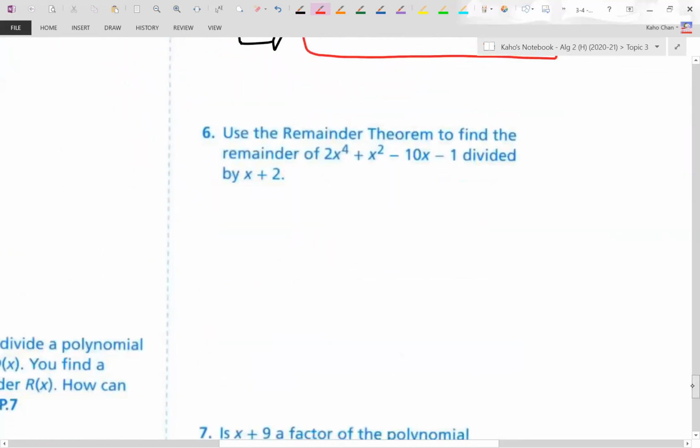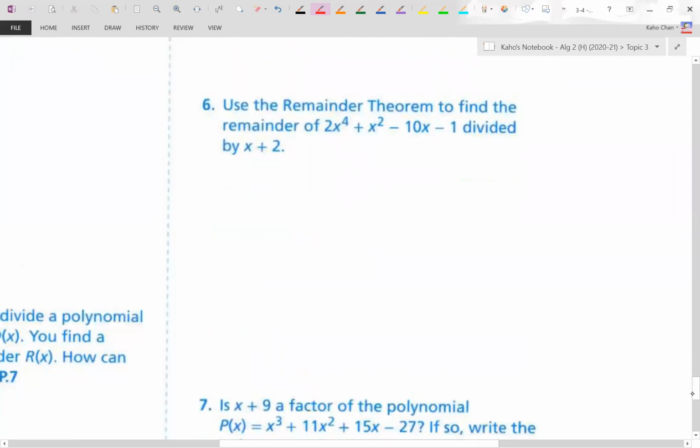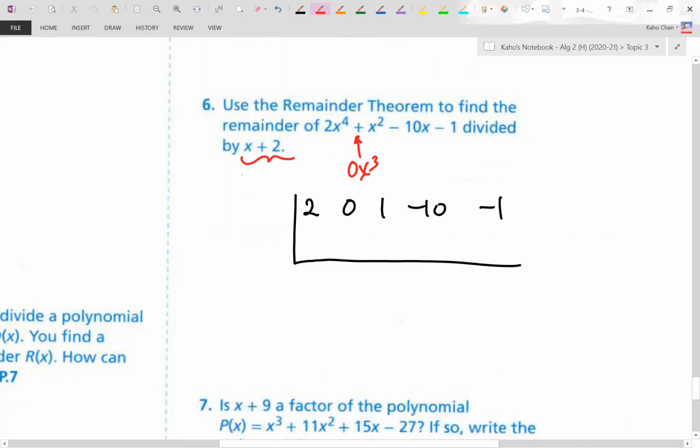Number 6, use the remainder theorem to find the remainder of 2x to the 4th plus x squared minus 10x minus 1 divided by x plus 2. So here we are just going to use synthetic division. We will need a placeholder for x to the 3rd. So here we go. 2, 0, 1, negative 10, negative 1 are my coefficients. Great. My a value looks like, if you compare it to x minus a, negative 2. Great. Put negative 2 right here on the left.